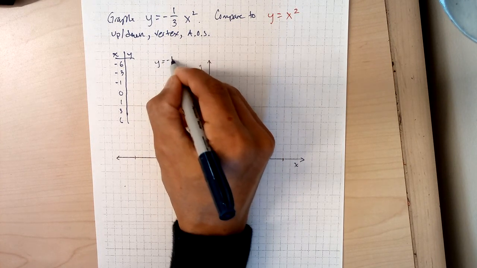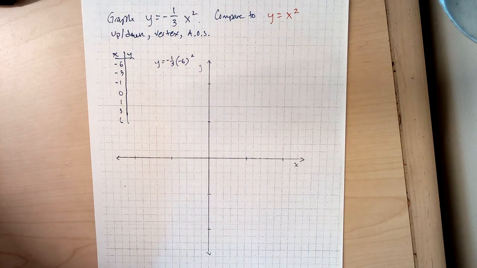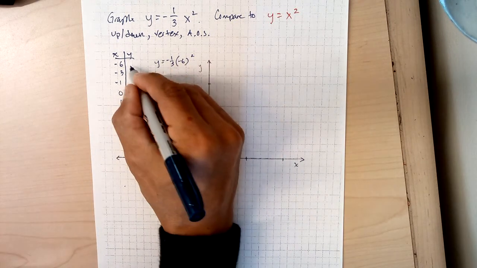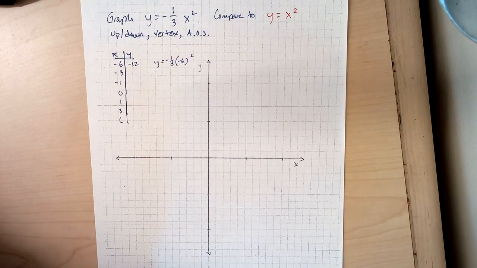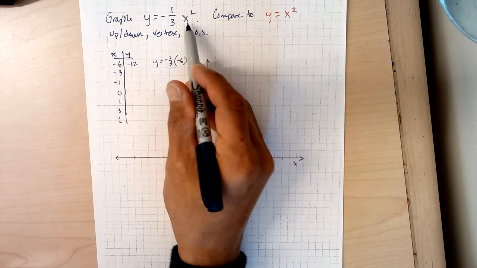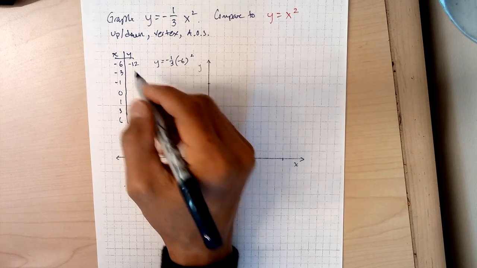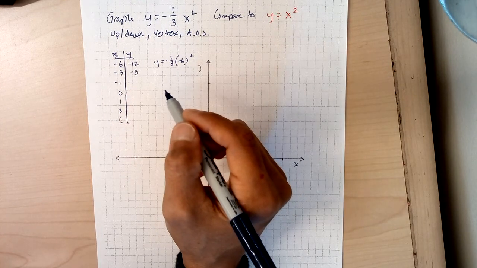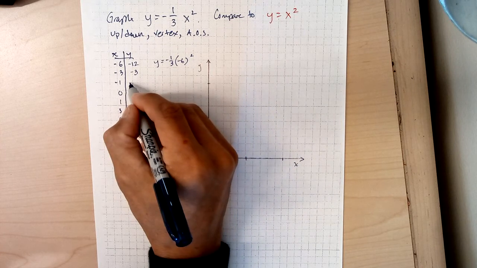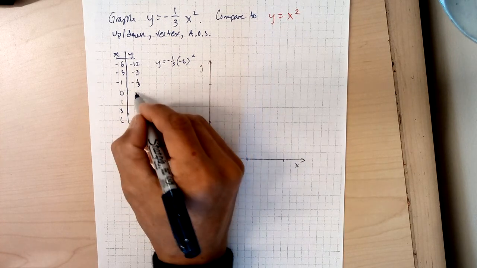Y is equal to -1/3 times -6 squared. But -6 squared is 36. And then times -1/3 is -12. Excuse me. -3 squared is 9. And then times -1/3 is -3. -1 squared is 1 times -1/3 is -1/3. 0 squared is 0 times -1/3, 0.